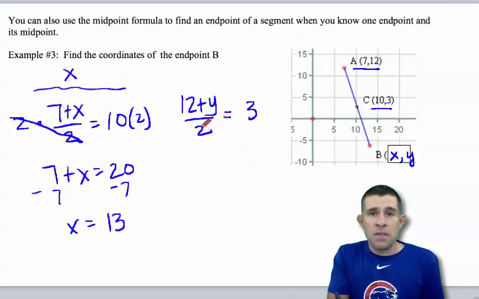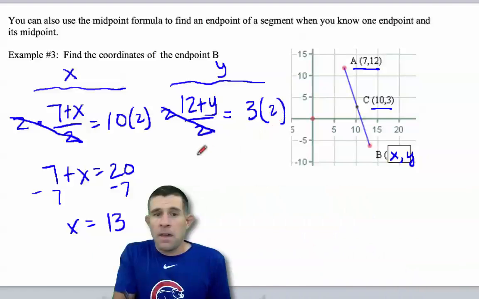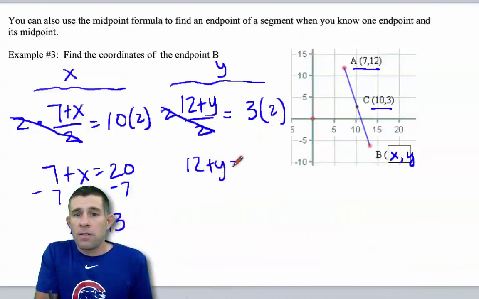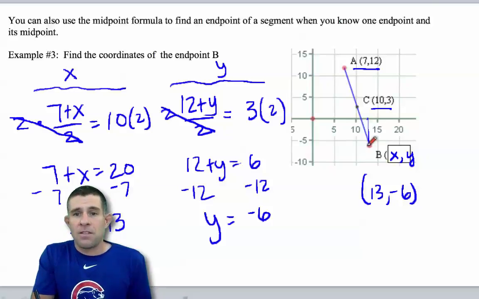All right, let's do the same procedure for finding my y coordinate. I'm going to multiply both sides by 2 to get it out of the denominator. I now have 12 plus y is equal to 6. Subtract 12 from both sides. My y coordinate here is negative 6. So the coordinate here for B should be at 13 over and negative 6. And if you look here on the coordinate plane, it looks like we're about 13 over and down 6.